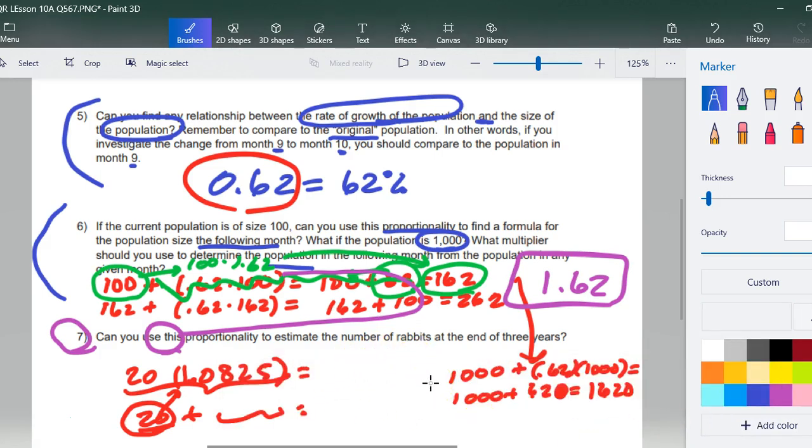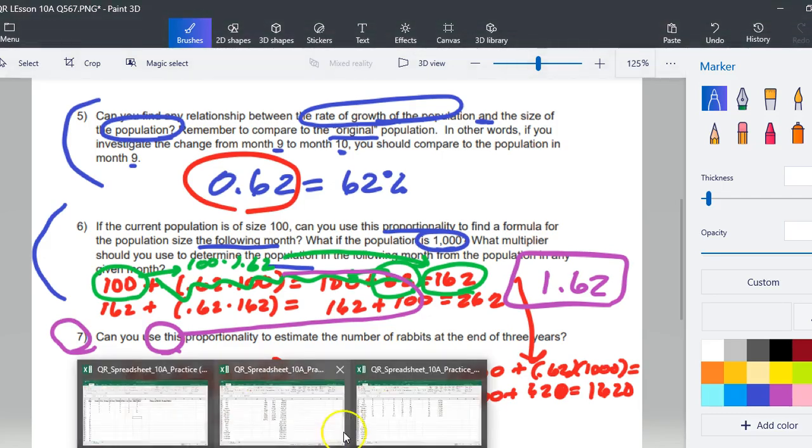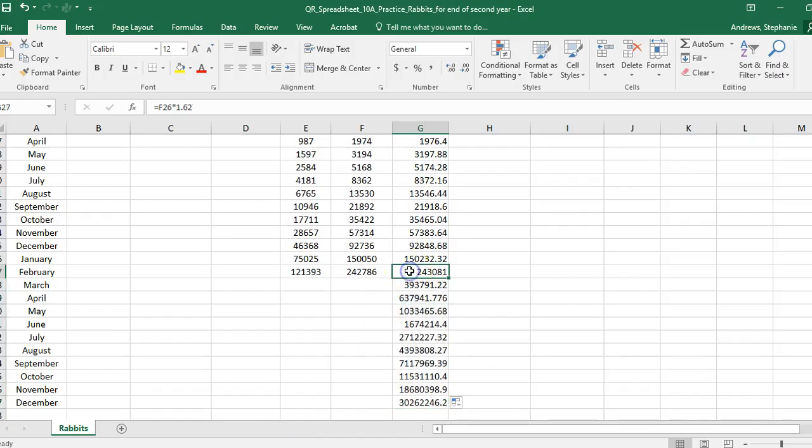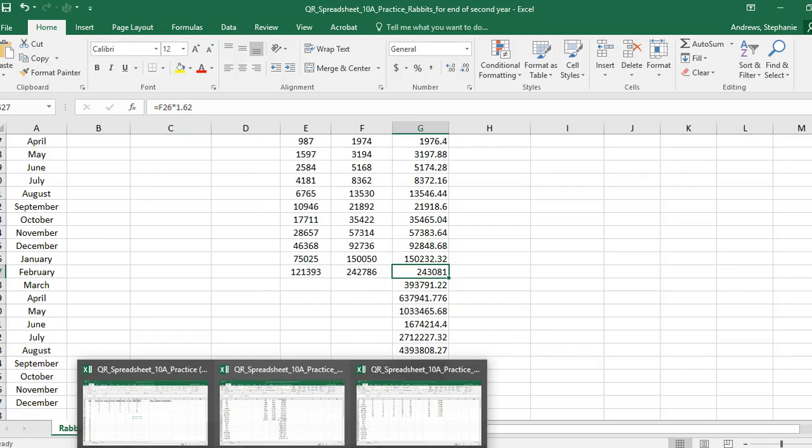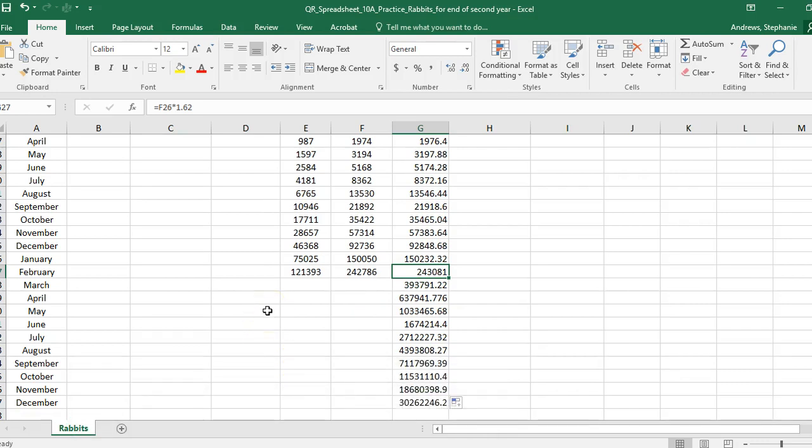And the big picture is, I need you seeing that you can take a population. If you know the multiplier, you can multiply the number that you have times the multiplier, and it will generate the next month. That is a critical idea for what we are doing, and we're stopping at question 7. So this completes lesson 10A.